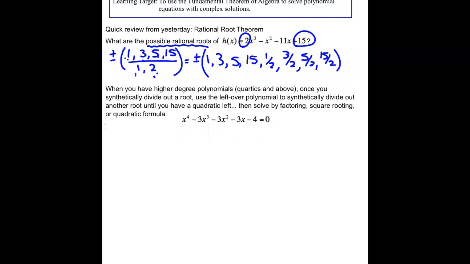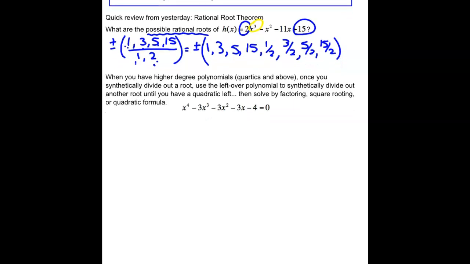Also remember that our degree tells us how many we have. So if we have an x to the third, that means degree 3. So we're really looking for 3 roots or zeros. So obviously not all of those will work.